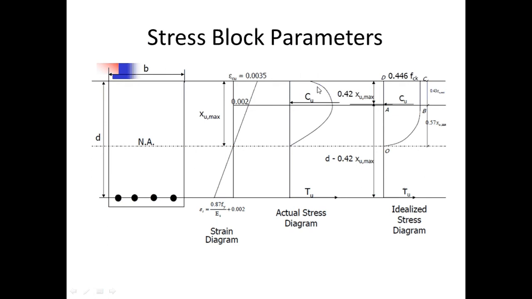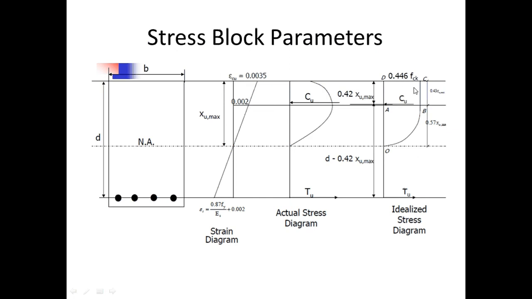The compressive force must be equal to the tensile force, and we are going to follow the idealized stress curve. So what is the case? At the strain of 0.0035, how much stress are we going to have? It is 0.446 fck, that is 0.67 fck divided by 1.5, which gives about 0.446 fck.